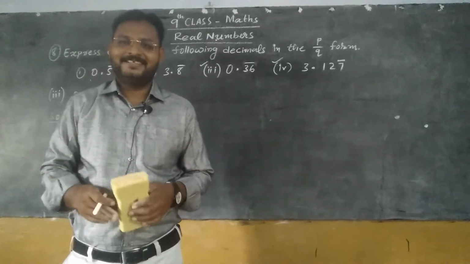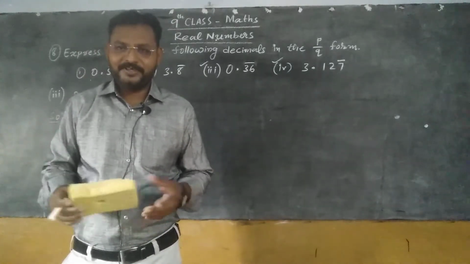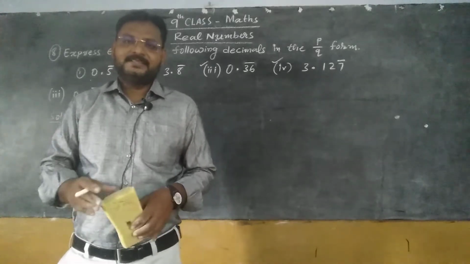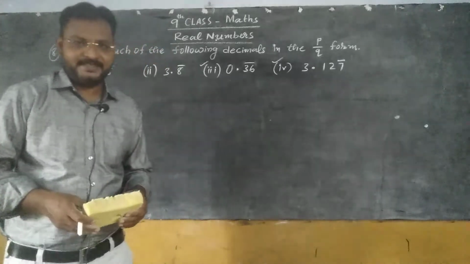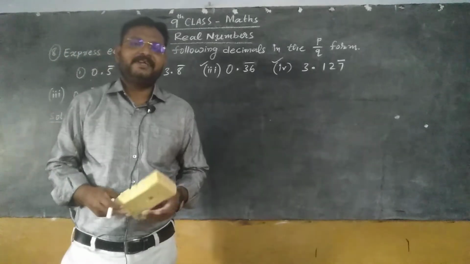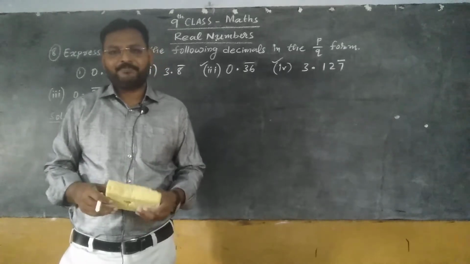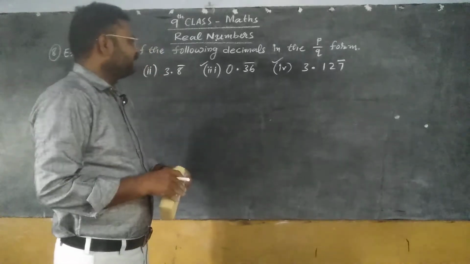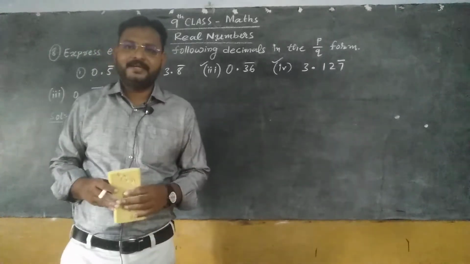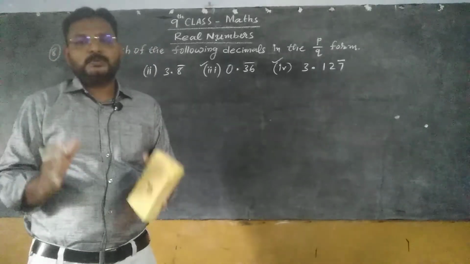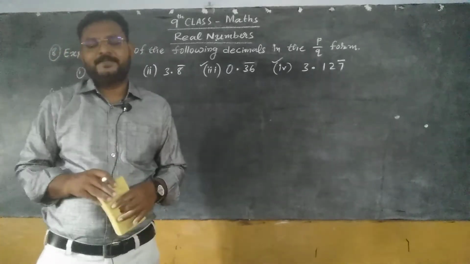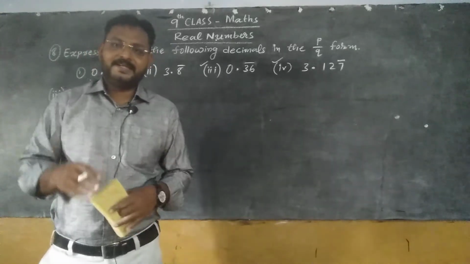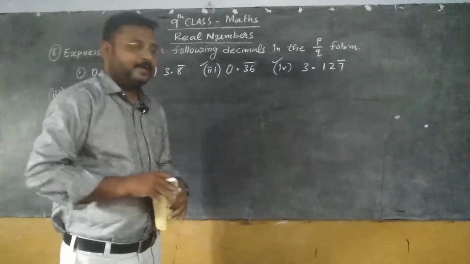Hi children, in this video I am going to discuss 9th class mathematics, real numbers, 8th Roman in first exercise. In 8th Roman they have given some non-terminating repeated decimals. 4 problems were there, non-terminating repeated decimals. So now the question is, express each non-terminating repeated decimal in the p by q form.